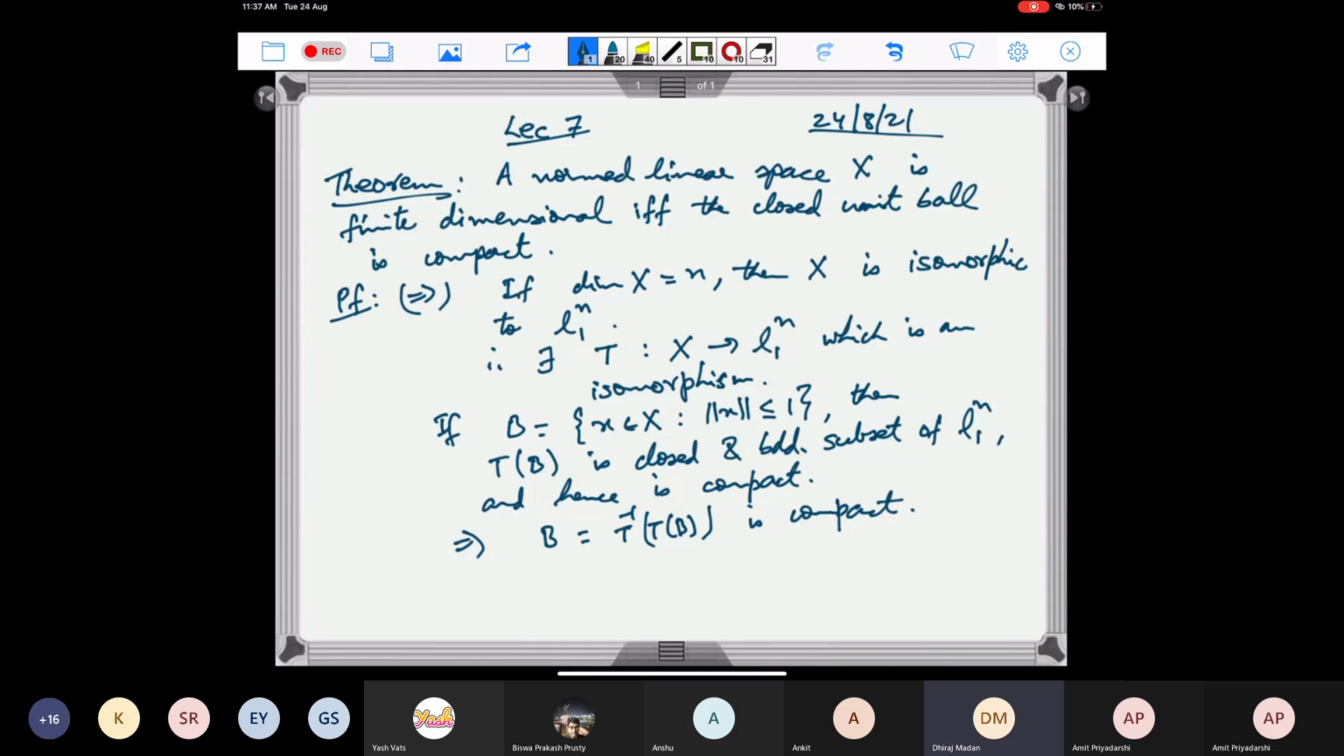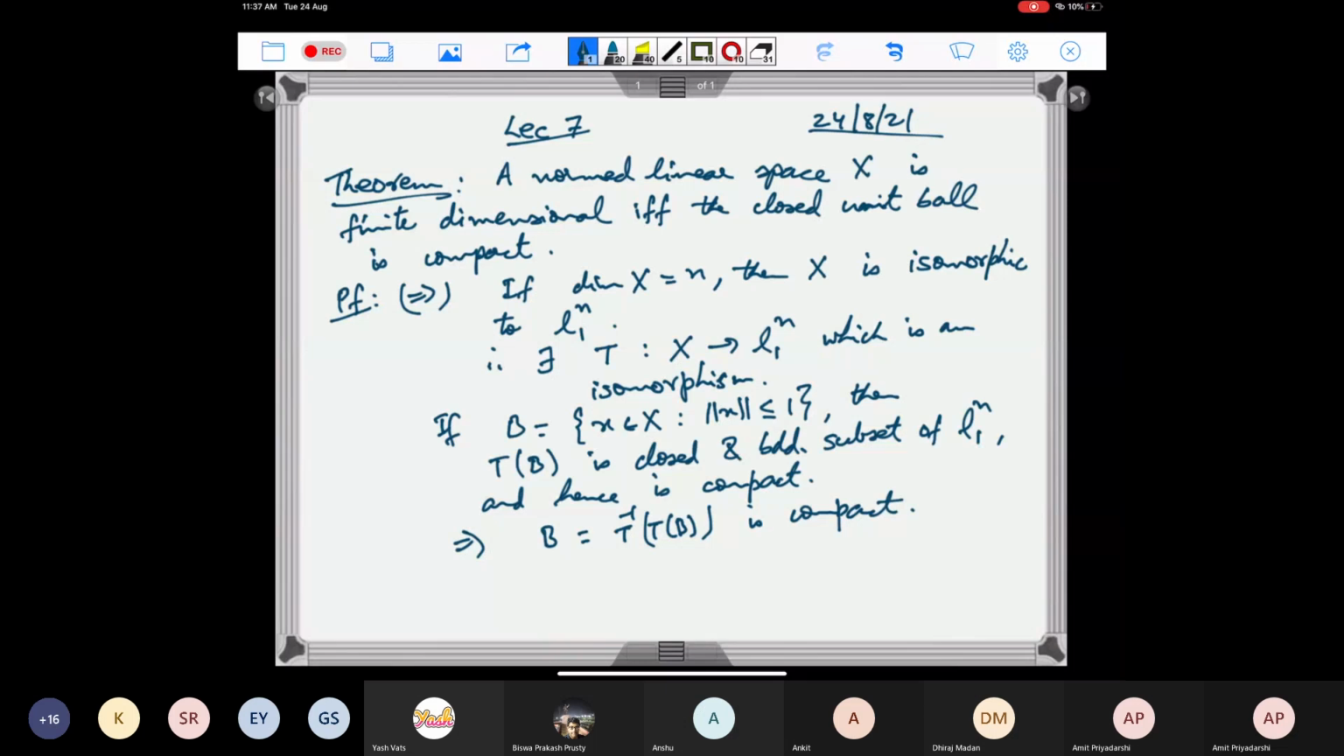So T of B is compact and B is equal to T inverse of TB. So therefore, that is also compact. Right? So that is one part.